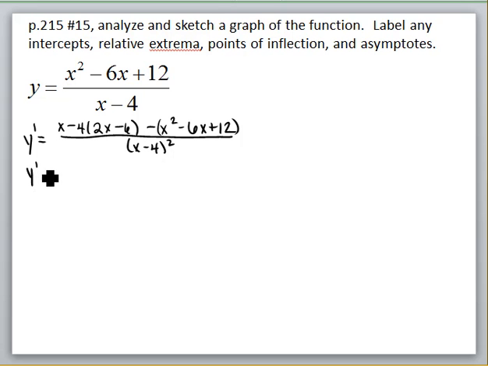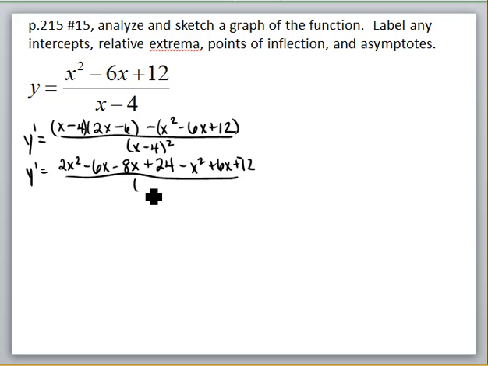Well, in order to simplify this, I'm going to have to multiply. So I'll have to FOIL the first part. And I'm just writing everything. I'm not really stating it. Minus x squared plus 6x minus 12. Or minus negative 12, excuse me. All over the bottom squared.